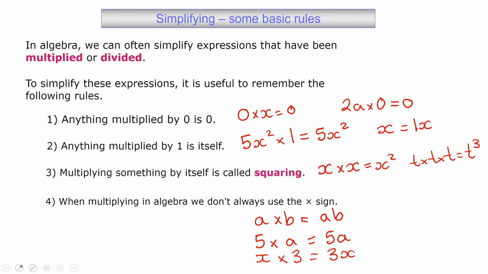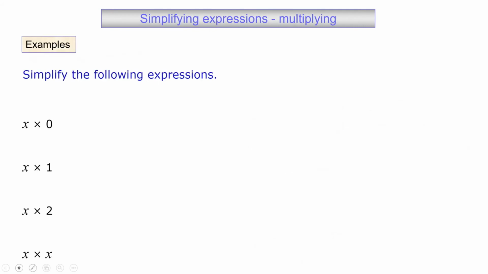So let's put these rules to the test then. So here are some examples. Simplify the following expressions. So here we have x times 0, that would be 0. Here we have x times 1, that would be 1x, but we tend to write x. We don't write the number 1 to show that there's one lot of something in algebra. x times 2 would be written as 2x, and then x times x is going to be x squared. So hopefully you remember those.